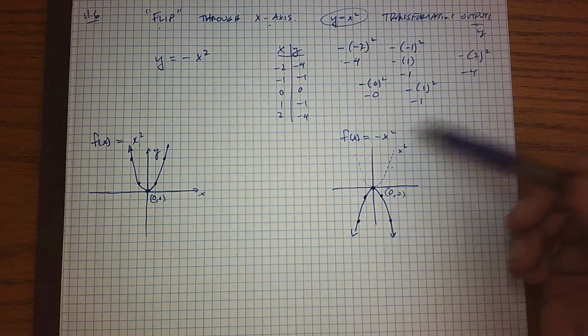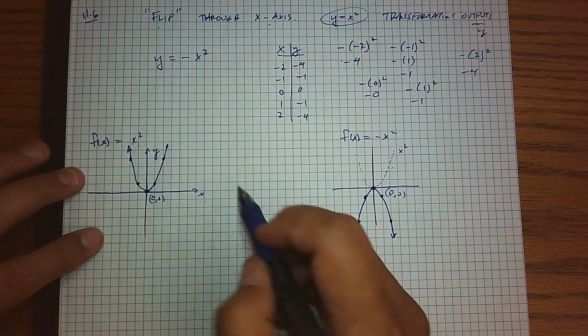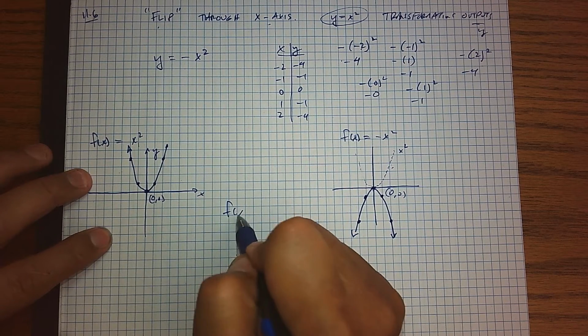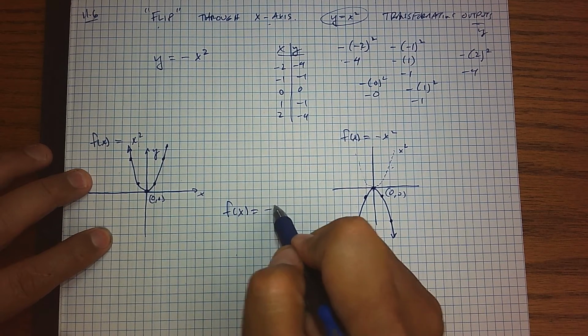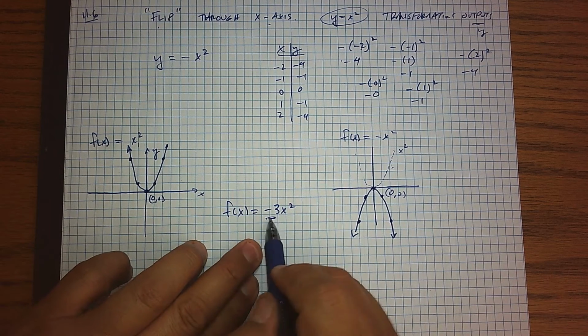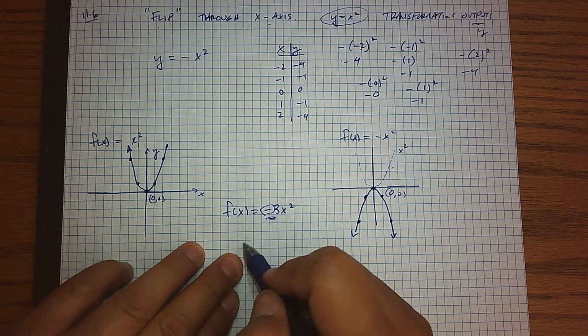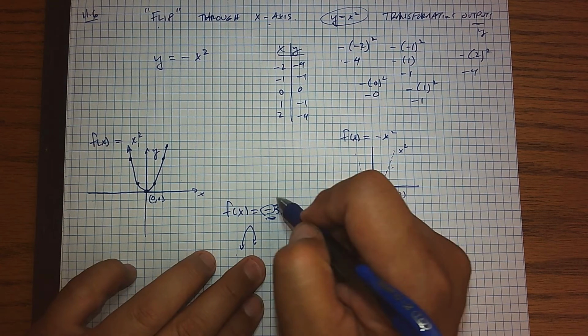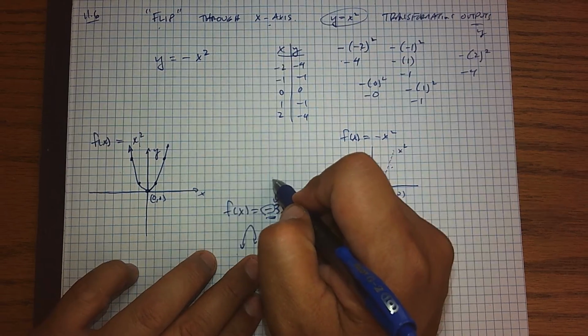Bigger picture here, if I asked you to graph something like -3x squared, well, I have two things going on. That minus sign tells me we're going downwards, so we have a parabola that's opening downwards. And then this 3 right there is telling us that we're stretching it.